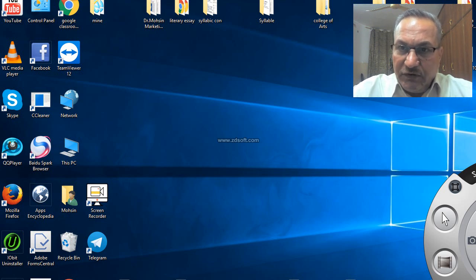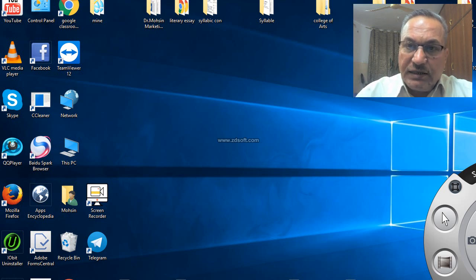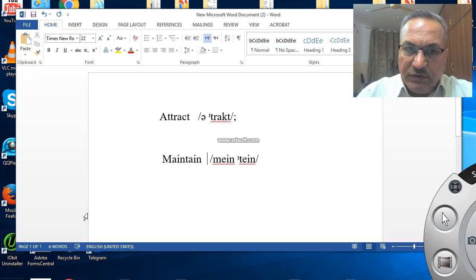So, if a verb contains two syllables, the second syllable is stressed. Let's take an example. Look at this example. For example, attract. This is the phonemic transcription of attract. As you see, a and tract. So the second syllable is stressed. This is a verb. And the verb maintain. Although the two syllables in maintain contain the diphthong, here a and the coda n. But because this word is a verb, in English, verbs tend to be stressed at the end. Good.